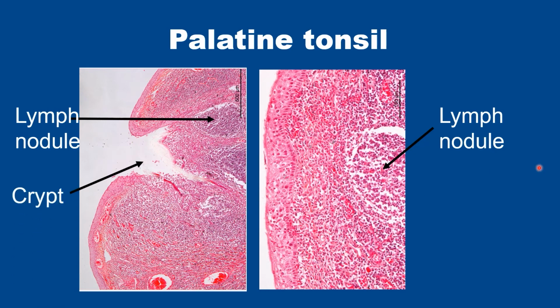The characteristic feature of the tonsil is presence of depressions. Those are called tonsillar crypts. The tonsillar crypts are also lined by stratified squamous epithelium. Here is the stratified squamous epithelium and the lymph nodule.